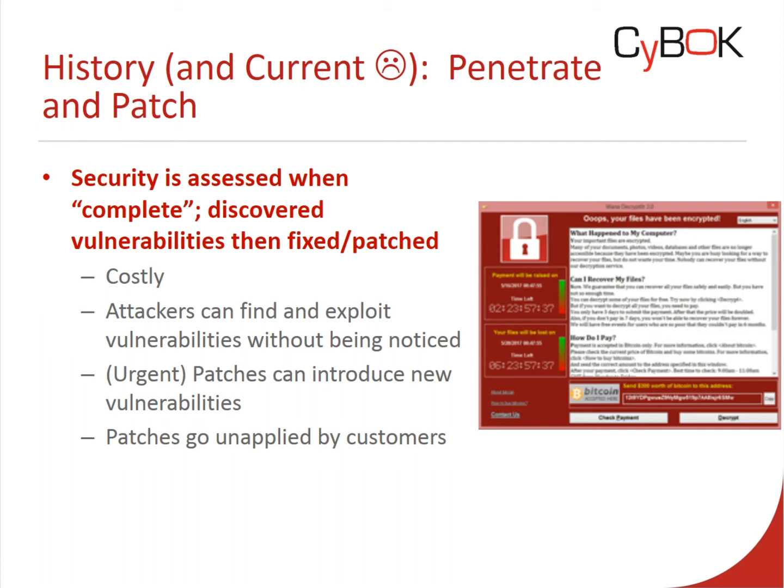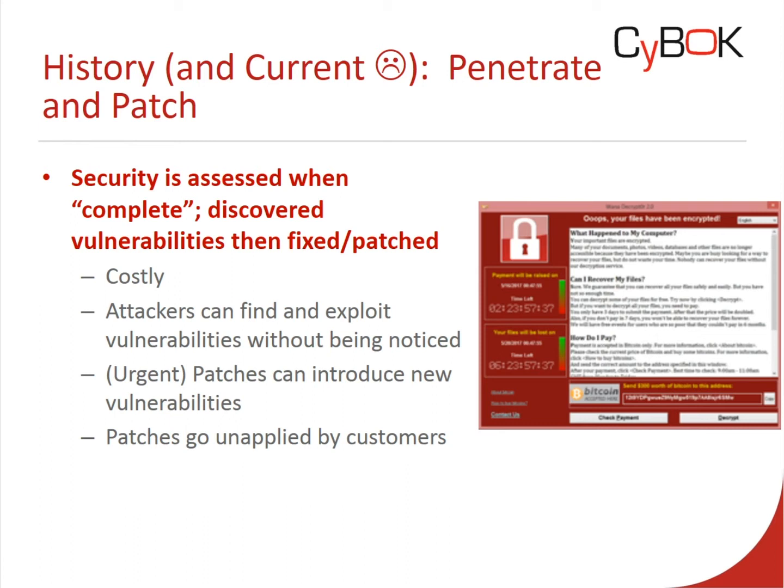Penetrate and patch is really where the security of an application is assessed when the product is complete. It could be that the product is complete and then you're doing penetration testing, which is testing from the outside on a complete product within an organization before it's released, and then fixing it at that point. The other penetrate and patch means an attacker actually penetrated your application and now you're rushing to try to fix it. But the main thing for penetrate and patch is the product is complete.